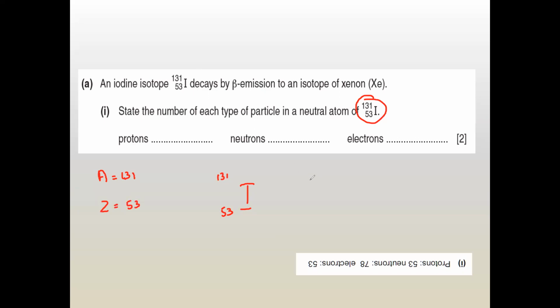The number of protons is given by Z, which is equal to 53, so we will write 53 here. To get the number of neutrons, that is A minus Z, the nucleon number, which is 131, minus the proton number, which is 53. So 131 minus 53, when we subtract, we get 78 neutrons. And for the electrons, because it's a neutral atom, it will have an equal number of protons and electrons. So if there are 53 protons, then it should have 53 electrons.